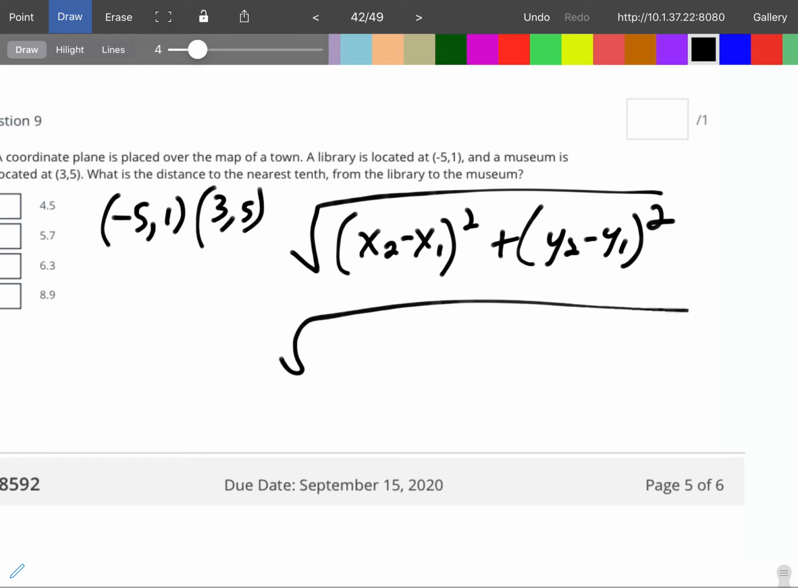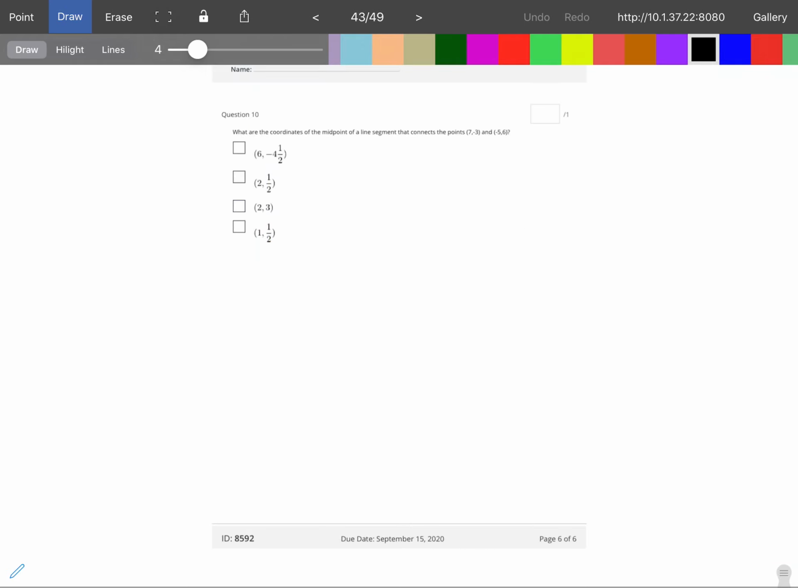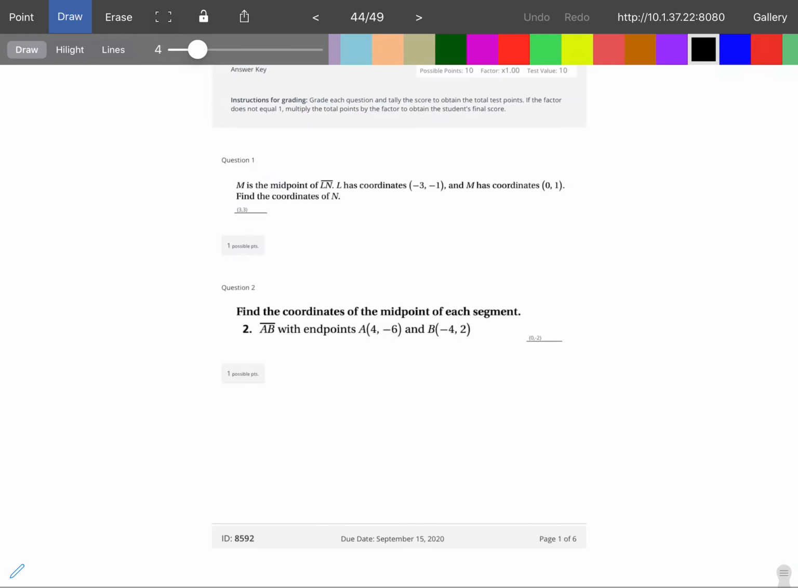So that's going to become the square root of 8 squared. And if I subtract my y coordinates, I'm going to have 5 minus 1. So this is going to give me 4 squared. So in other words, the square root of 64 plus 16, or the square root of 80. To find the answer here, I would put that in my calculator and round to the nearest tenth. I think that's about it.